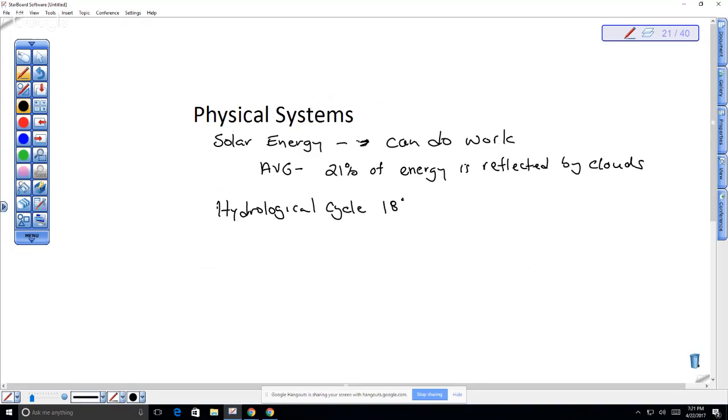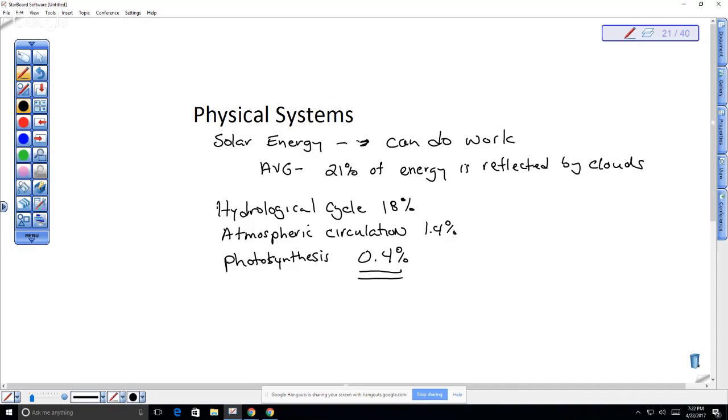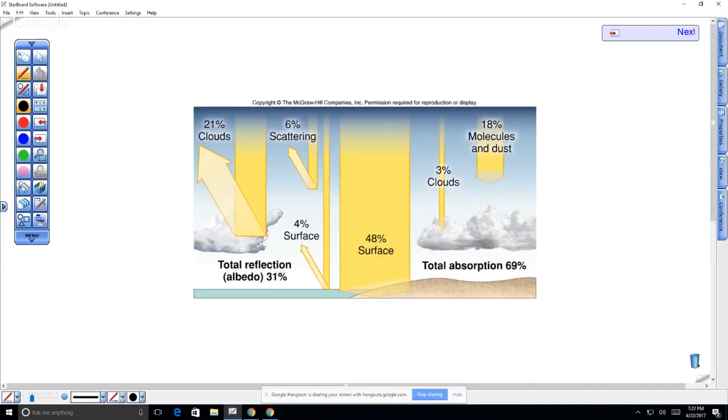So 18% of the solar energy that comes into the planet is used to cause water to be evaporated, and it drives the formation of clouds and subsequent precipitation. And then we have atmospheric circulation, which we're going to talk about in a minute. And this is about 1.4% of that energy coming in. And then just a tiny fraction of the energy that makes it to the surface of the planet is used by plants to produce chemical energy during photosynthesis. So it's about 0.4%. And so this is really small, if you think about it, when we think about that energy being used.